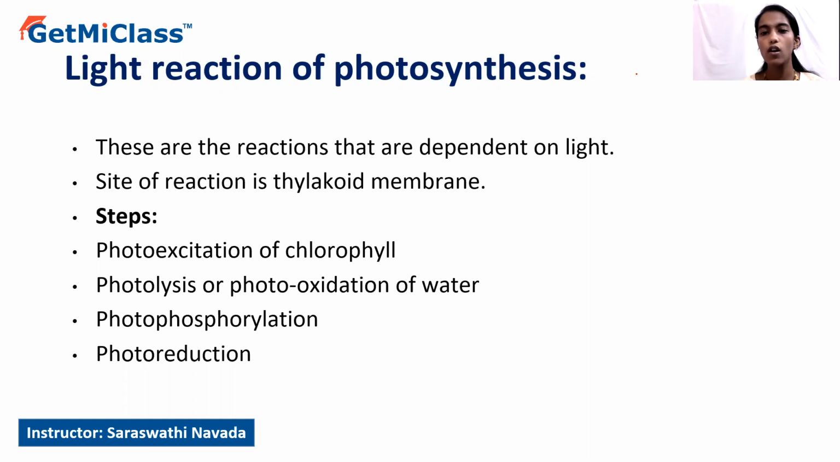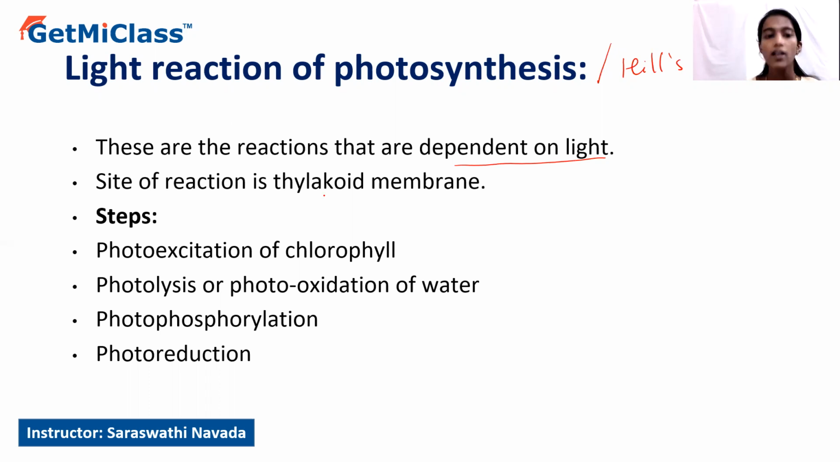That is another name for the light reaction of photosynthesis, because it was first explained by Robert Hill. So it is also called Hill's reaction. And what is meant by the light reaction of photosynthesis? These are the reactions that are dependent on light, that is, these reactions require light energy. Such reactions which are dependent on light are called light reactions.